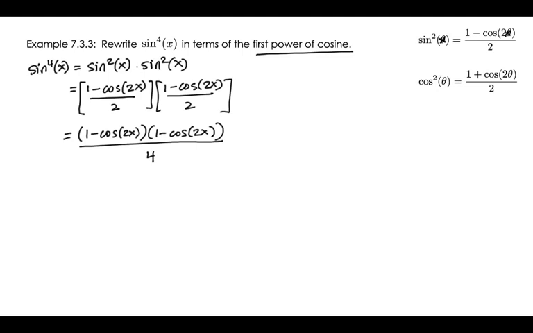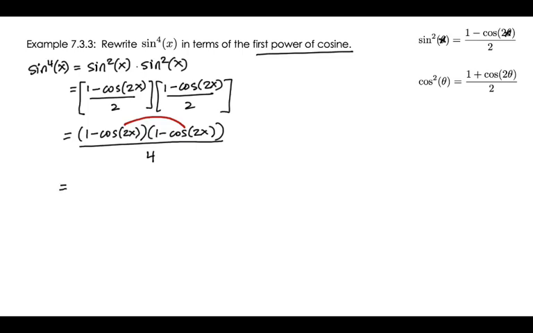Okay, but that is a FOIL. That is, I would have to multiply this out. Okay, my first, outer, inner, last on top. And when I do that, when I multiply the last, I'm going to get cosine times cosine. That's actually going to give me a cosine squared, which is not, unfortunately, in terms of the first power of cosine.